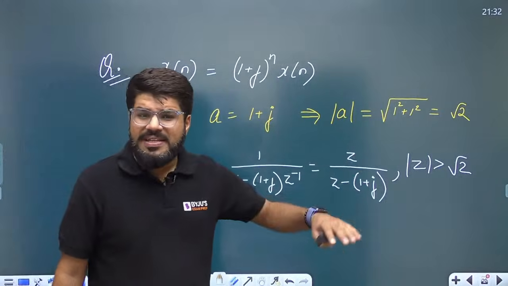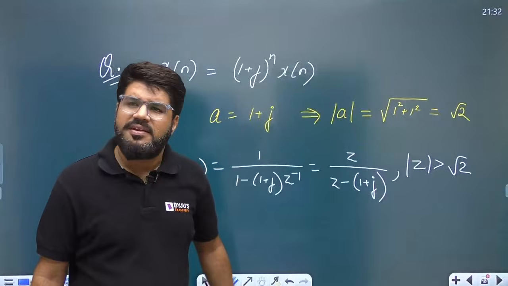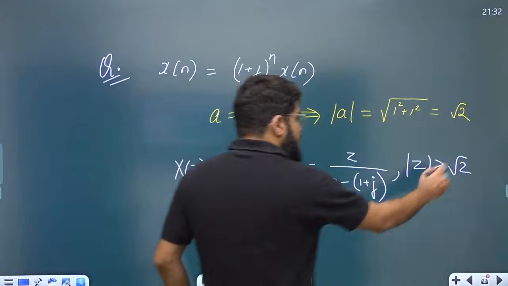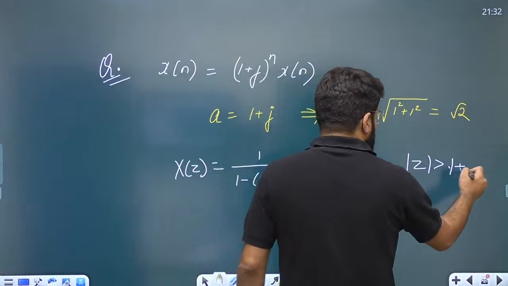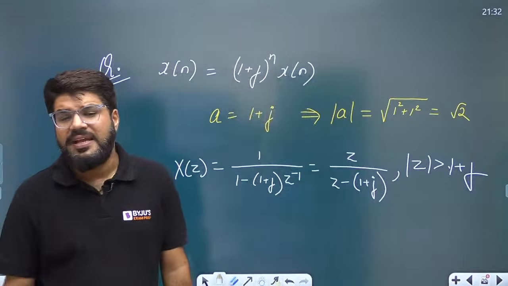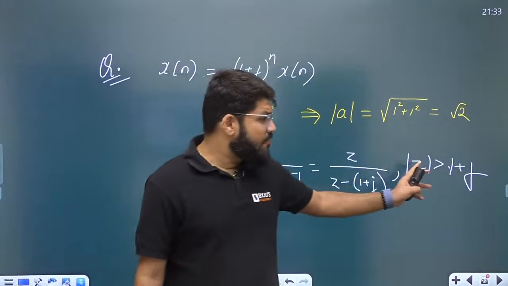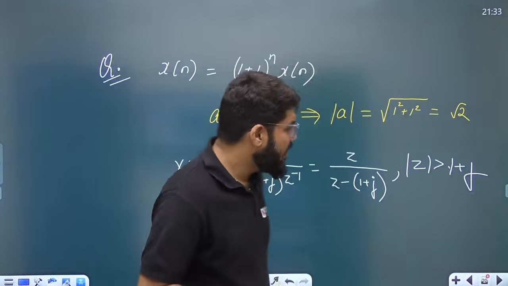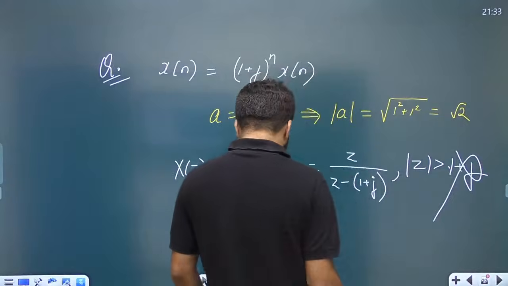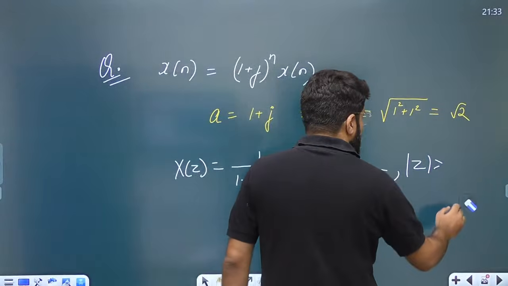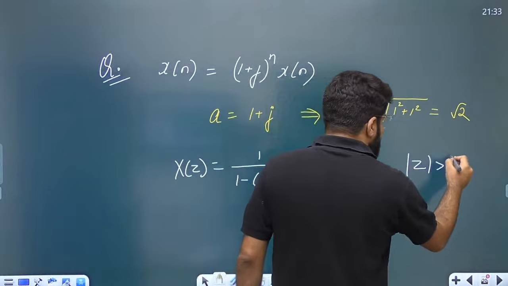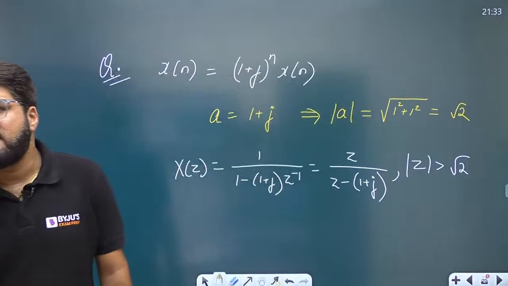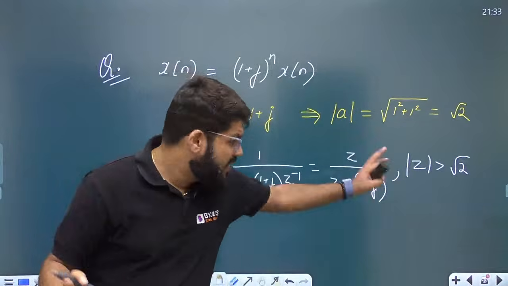So even a can be complex, guys. Don't be worried. Don't think it is some new question. It is the very same concept. If you write the ROC as mod z greater than 1 plus j, it looks like nonsense, because for complex numbers you don't have inequalities. So you cannot write mod z greater than 1 plus j. You have to take mod z greater than mod a, and the reason I explained already: the convergence of the GP. The modulus of r less than 1 gave me this condition.